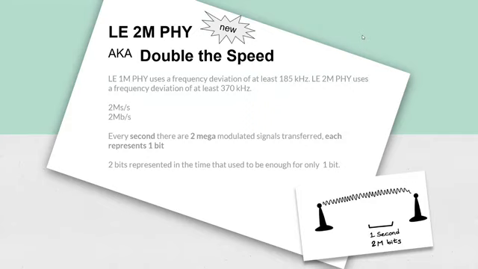The signals are running twice as fast, so in the same amount of time, you get twice the data. Or another way to say it is 2 bits represented in the time it used to be enough for 1 bit. It doubles the symbol rate that the LE 1M PHY uses, but not necessarily the entire operation.